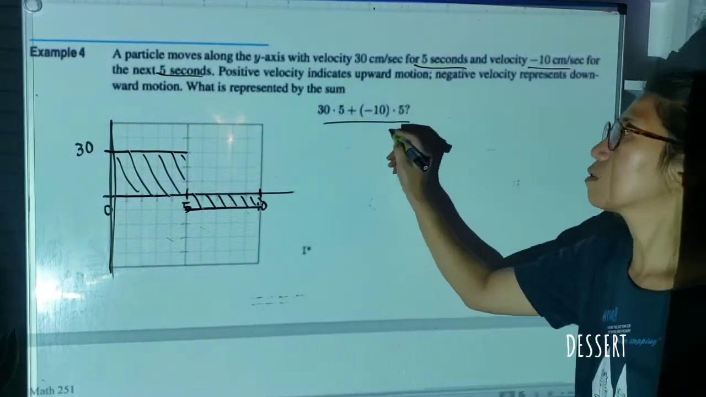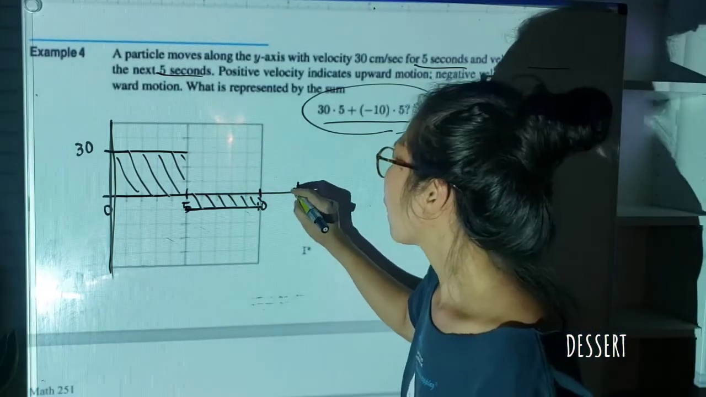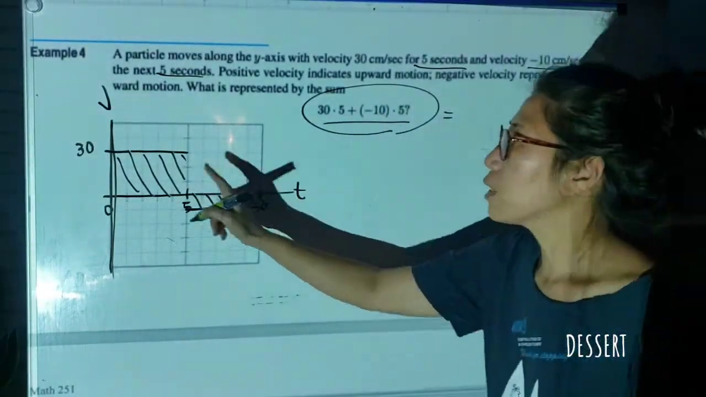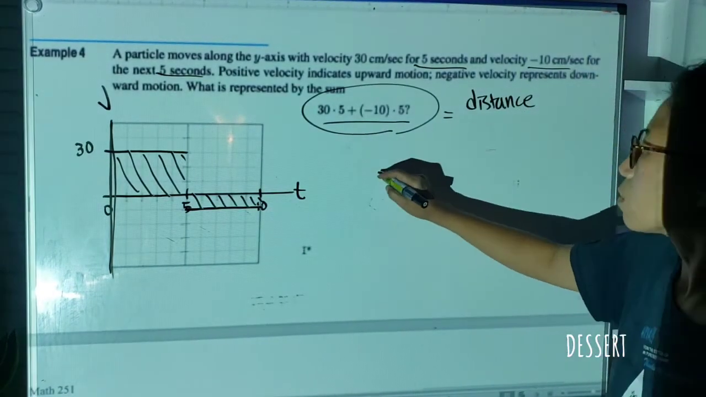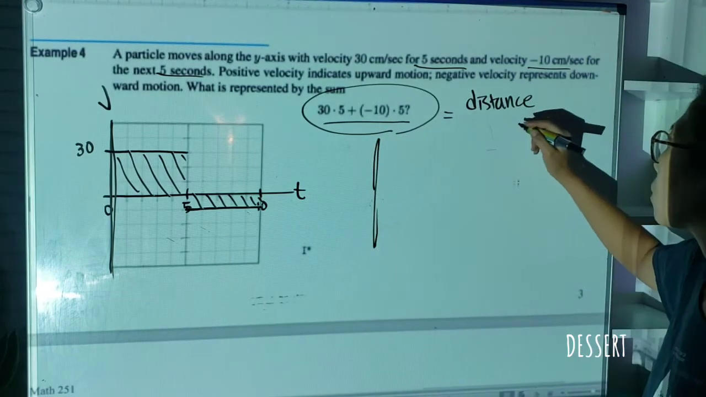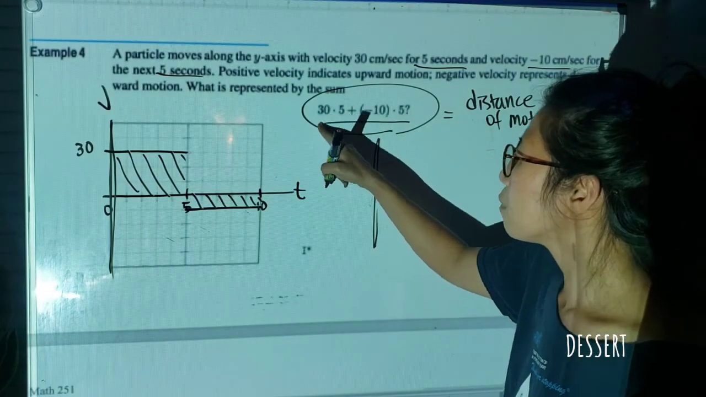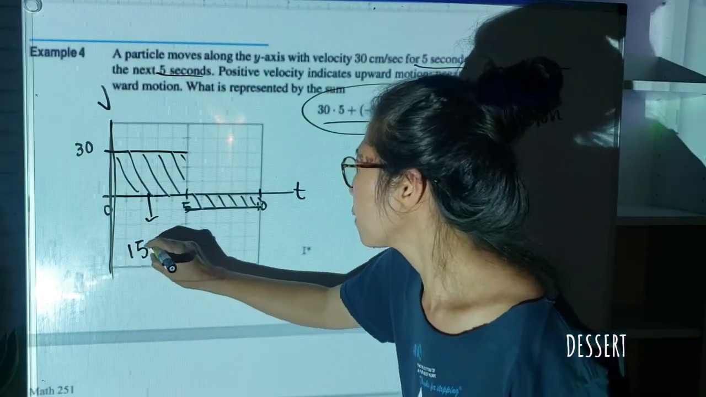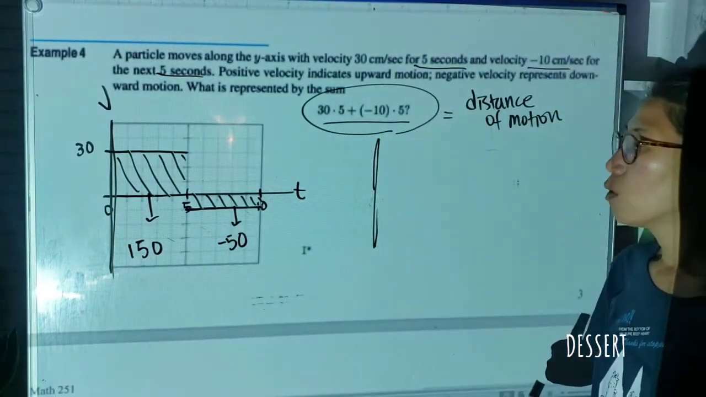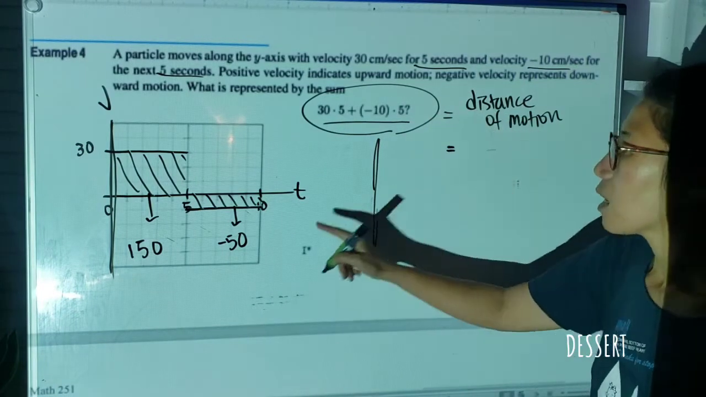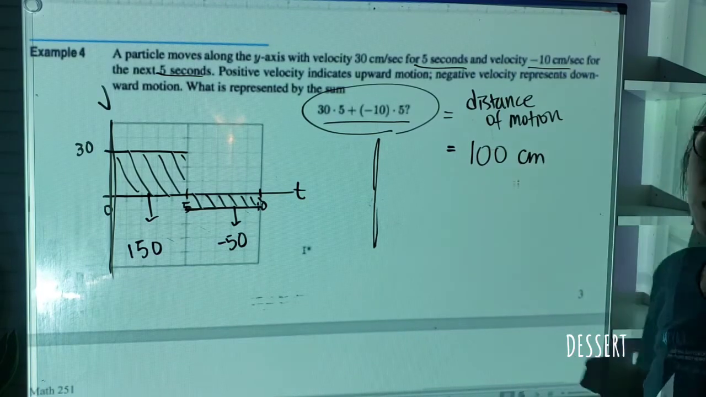So what does this sum represent? I know that x is the time, y is the velocity, then the area will represent the distance, right? So distance traveled. So the distance of the motion went upward and then downward. Then let's calculate 30 times 5 is 150, and then 5 times negative 10 is negative 50. So what did I get? I got a total of 100, with the unit 100 centimeters.